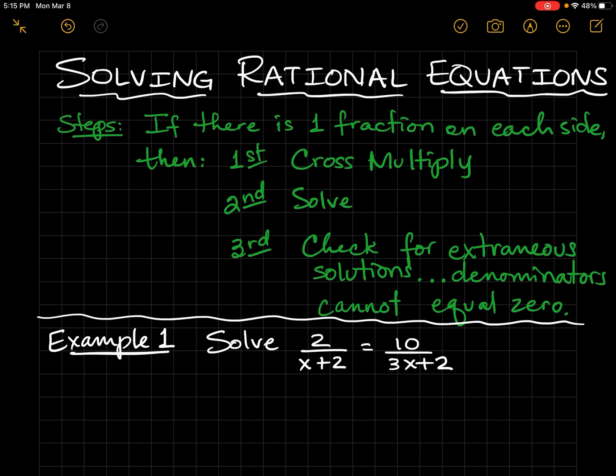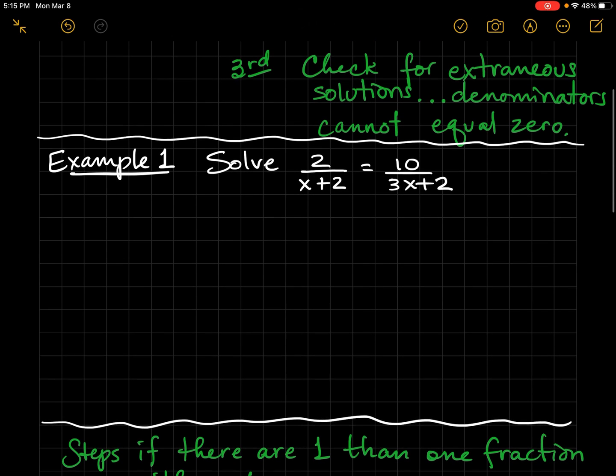Today's lesson is on solving rational equations. Here are the steps if there's only one fraction on each side. Then you can start by cross multiplying. Solve, check for extraneous solutions. Remember, thou shalt not divide by zero. So we have to make sure that none of our denominators equal zero.